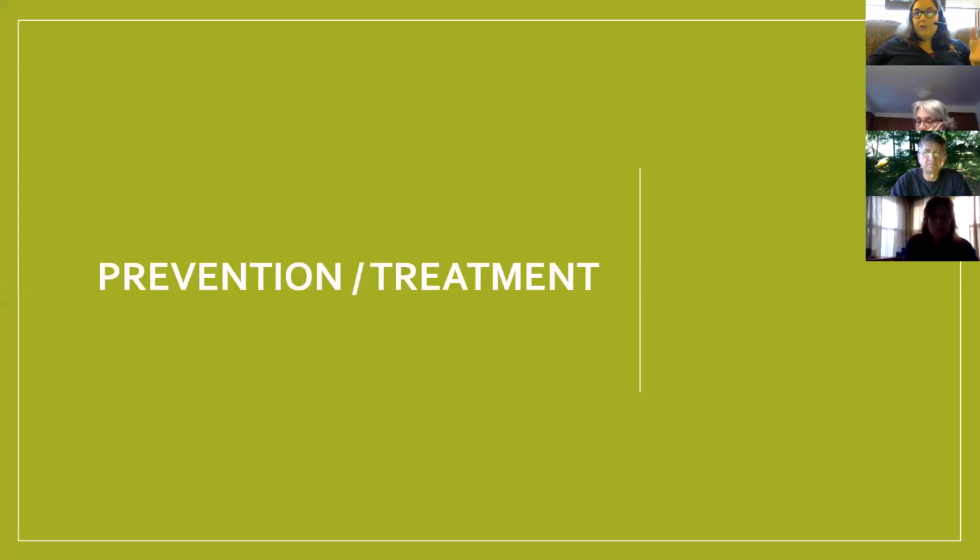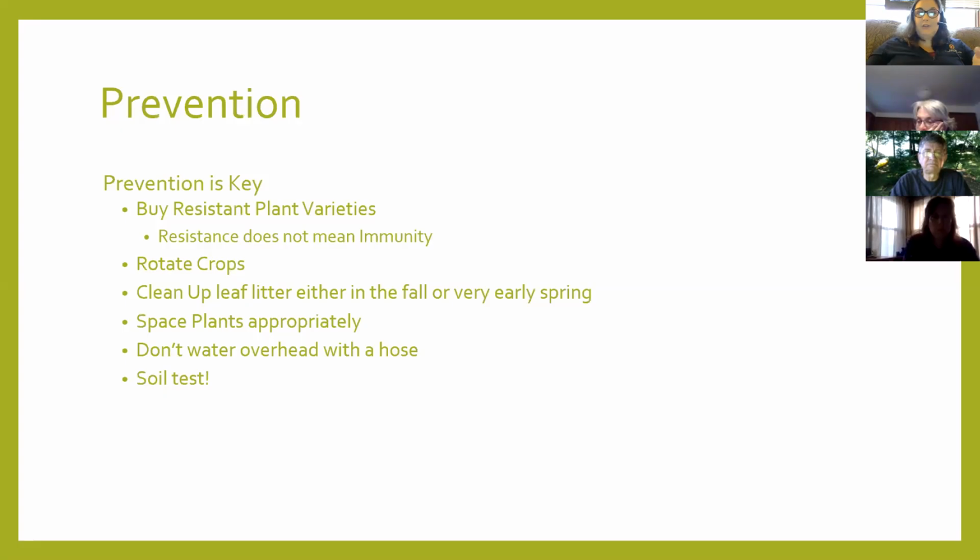So then, prevention and treatment. Prevention is key. Buy resistant plant varieties. And when I'm talking resistance, remember I'm not talking immunity. If you buy a resistant plant variety and all of a sudden it gets that disease, it doesn't mean it was automatically 100% immune. But hopefully it has a stronger resistance, and so you don't get the disease right away.